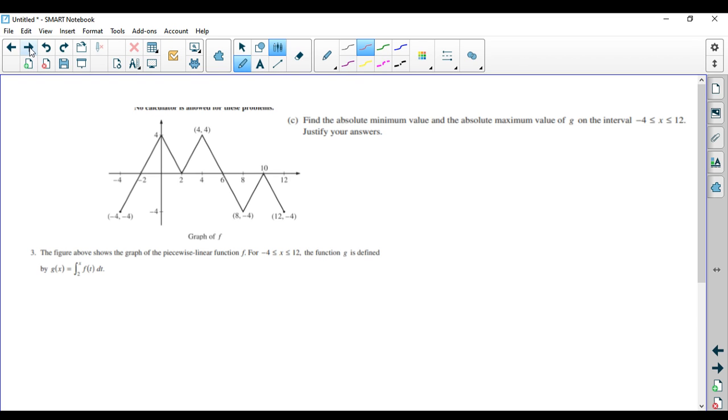On to part C. Find the absolute minimum value and absolute maximum value of G on the interval and justify your answers. So this is absolute. We're going to use the candidate test, which means we're going to have to figure out the value of this function at its endpoints. So the value of G at the endpoints -4 and 12, and all of the critical numbers in between.